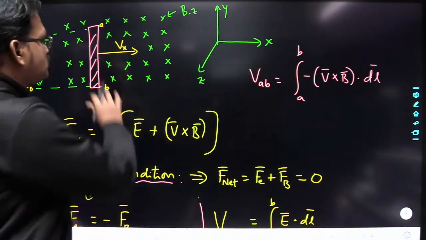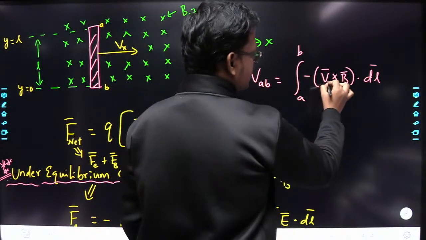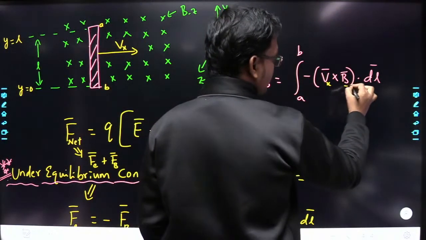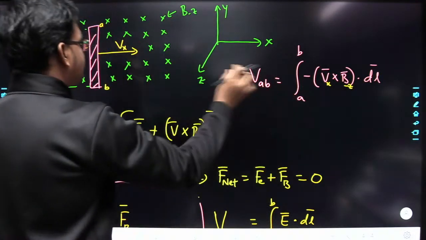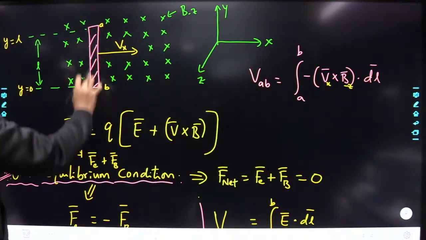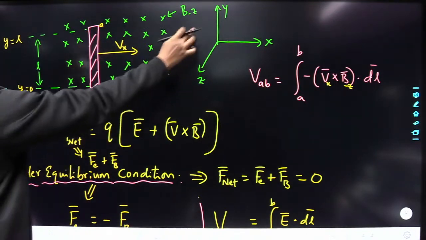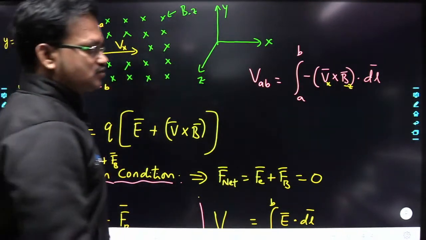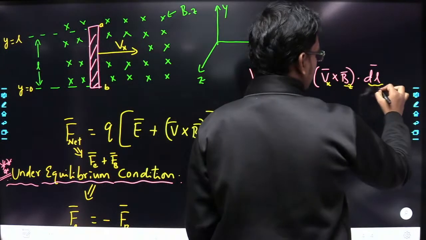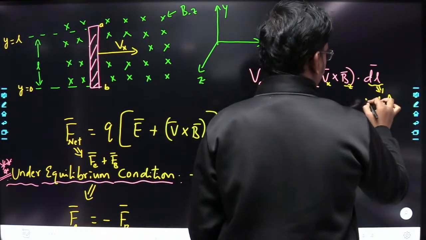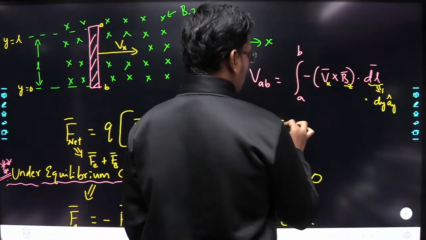So the velocity is in which direction here? X direction. And the magnetic field is in which direction? Negative Z direction. And this differential length dl bar is along the length of the conducting bar. Along the length of the conducting bar, the variable is nothing but y. So you can replace dl bar with dy ay cap. Understood?